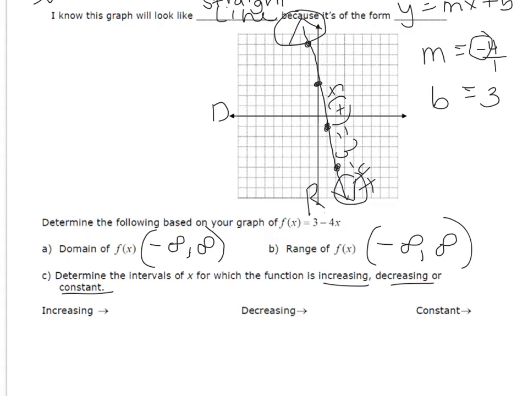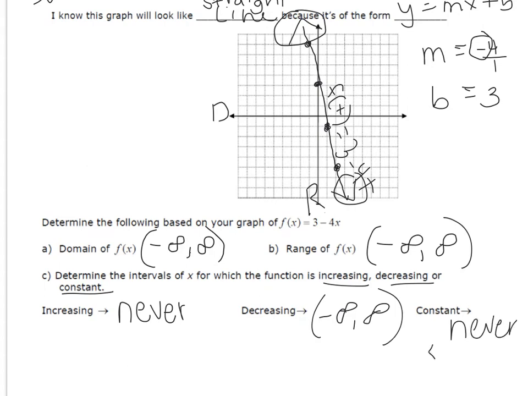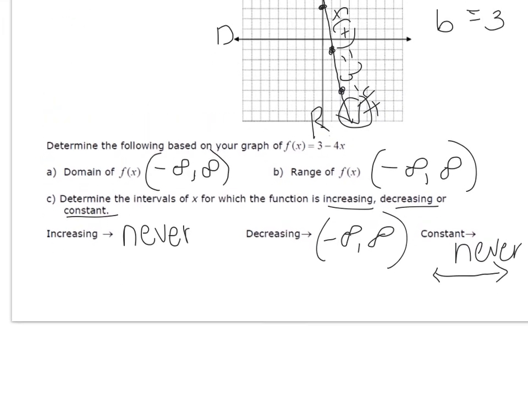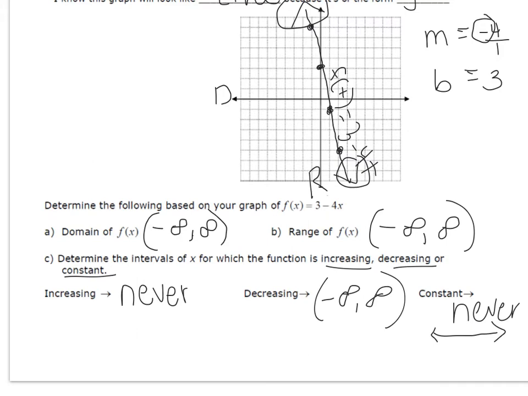So the interval for which it's increasing, I would just write never. It's never increasing. It's decreasing from -infinity to +infinity. And it's constant never. Keep in mind that constant means it would be horizontal. It doesn't have any horizontal sections to it. Now let's see what the difference is when I give you a specific domain for which to graph a function over.